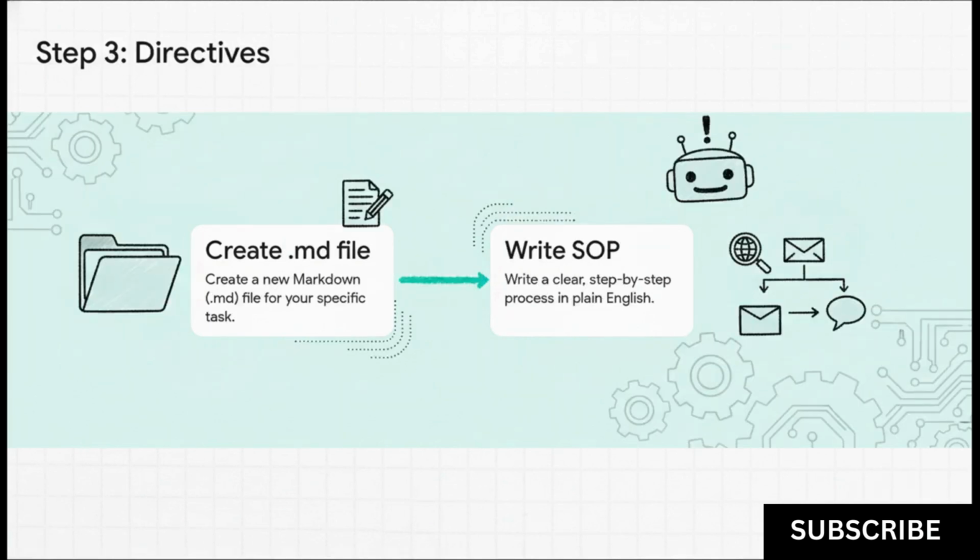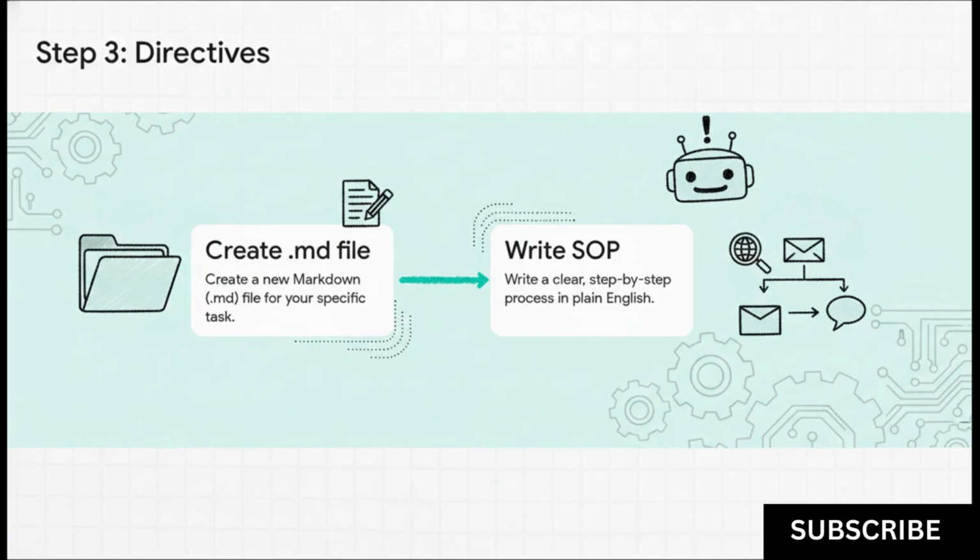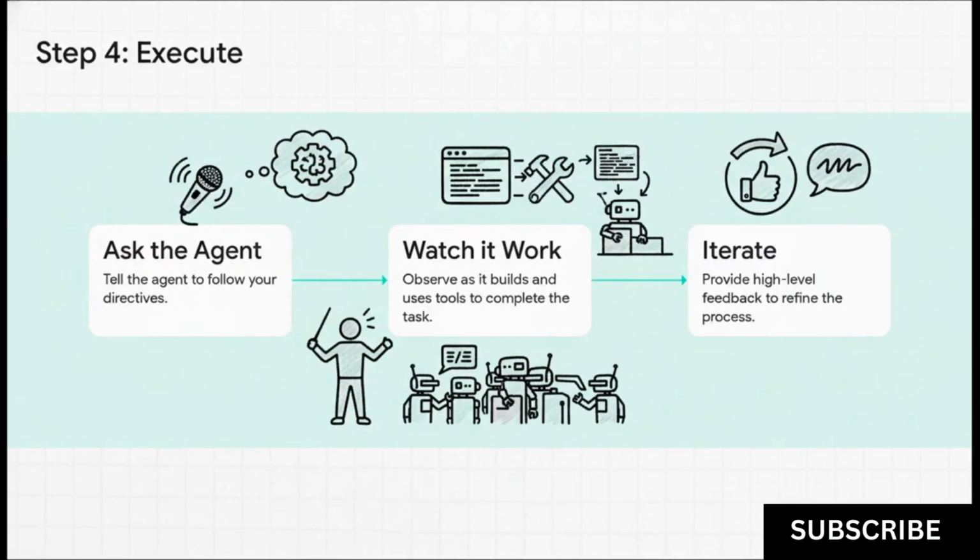All right, step 3. Now that our agent knows its job, we give it today's to-do list. Create another text file, maybe call it task.md. And inside, you just write out a simple step-by-step process. Something like, 1, go to this website. 2, find the price of this product. 3, write the price into a new file. See, it's just plain English, no code needed.